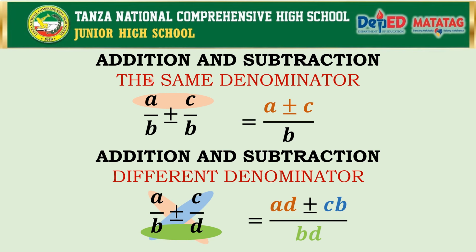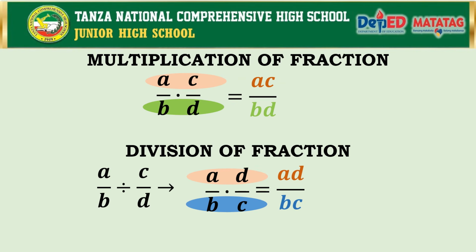Again, to summarize, if you are to add and subtract fractions with the same denominator, copy the common denominator and then add or subtract your numerators. If we are adding or subtracting fractions with different denominators, we can apply here the butterfly method. And in multiplying, we just simply multiply numerator to numerator, denominator to denominator. Take note that you always have to simplify your final answer to its simplest form.